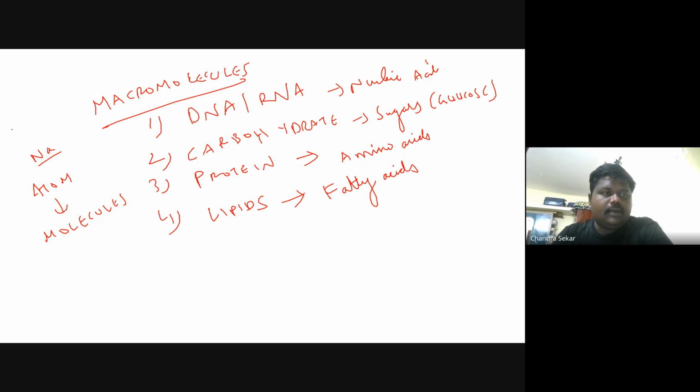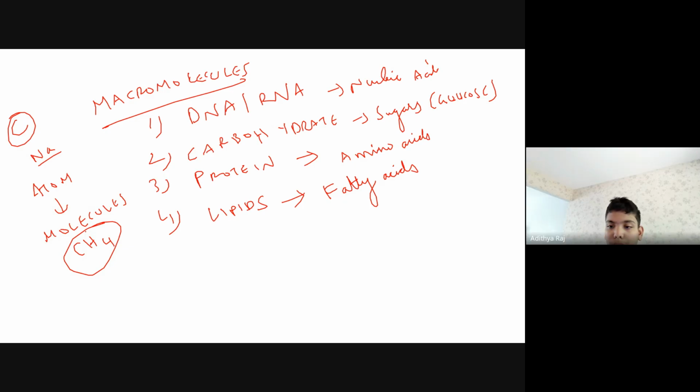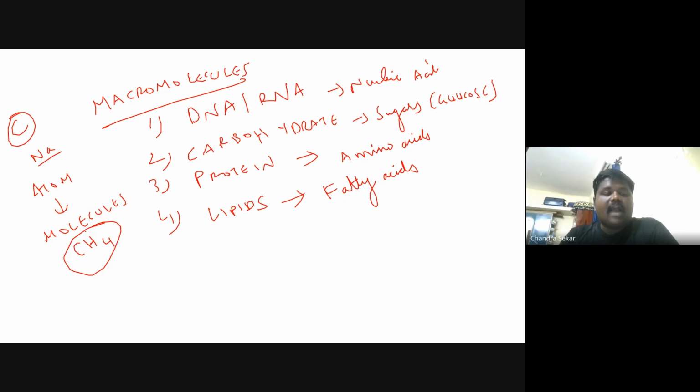For example, carbon is an atom, whereas methane is a molecule. Methane is what? Why is it a molecule? Because it is made up of carbon and hydrogen. One carbon, four hydrogen, correct?